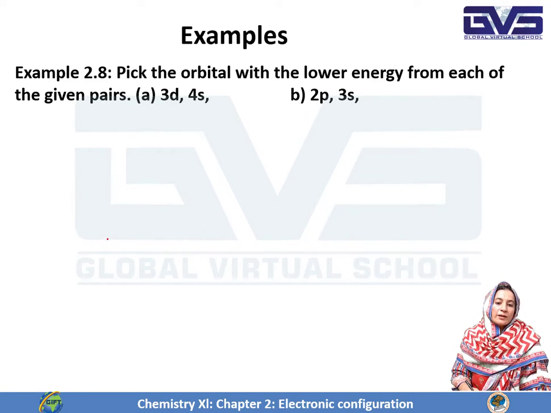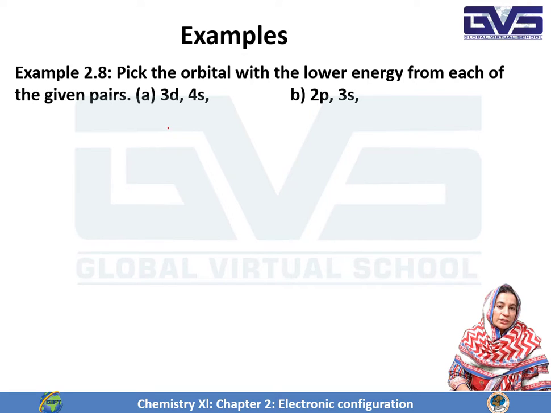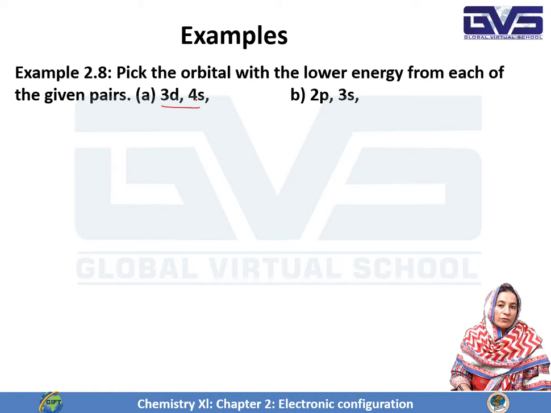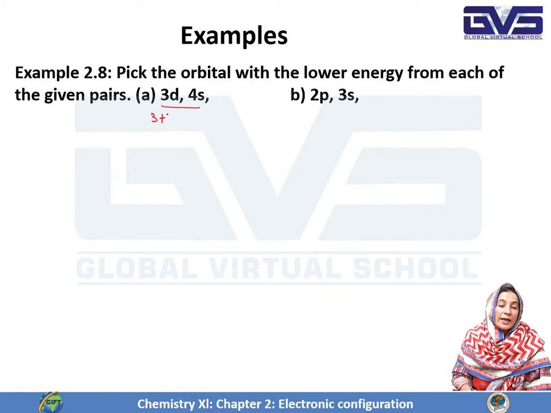Examples: you have to pick the orbital with the lower energy from each of the given pairs. Hopefully students, electronic configuration is clear, and now we will practice with the examples. First of all, pick the orbital with lower energy. This is very simple. I have already calculated for you. Here I am repeating. 3 plus d. For d, the L value is, S, P, D, 0, 1, 2, so 3 plus 2 is 5, and for 4s it's 4 plus 0, which is 4. So which has the lower energy? Of course this has the lower energy.